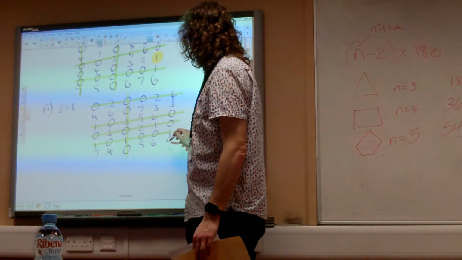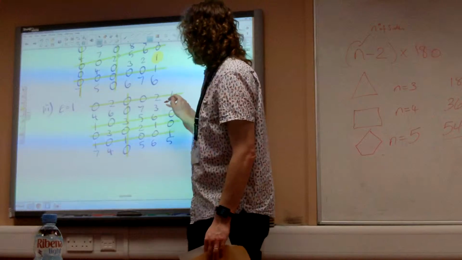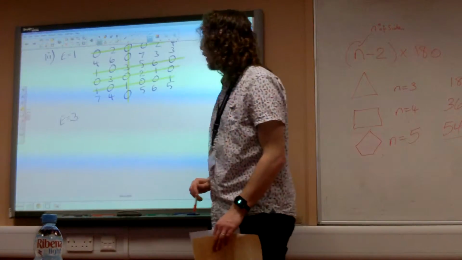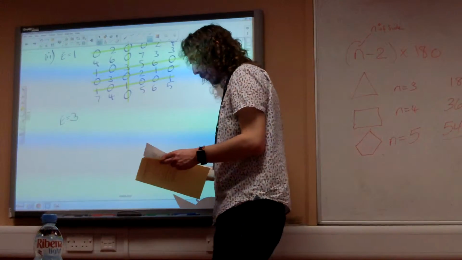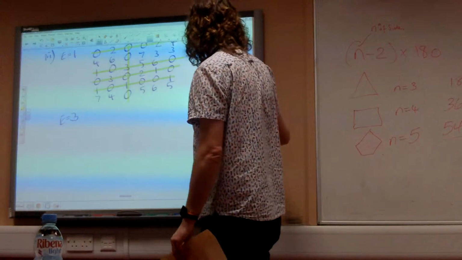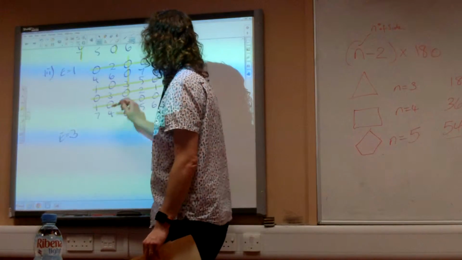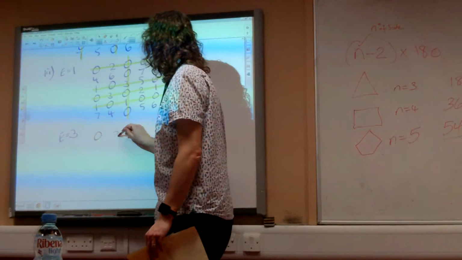Now it looks to me like E is 3 this time. 3 is the smallest number that isn't covered. So we're going to get quite a big amount of progress at this point. Let's throw those numbers at it, and we're going to get 0, 2, 1.